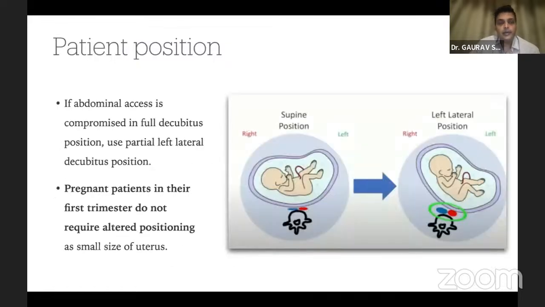Now, it's easier said than done. I think it depends also on where the pathology lies. So if one can achieve doing a surgery with a slight left tilt, then that is the safest for the pregnancy, for the woman, as well as the fetus. If the abdominal access is compromised in the full decubitus position, using a partial left lateral is ideal.